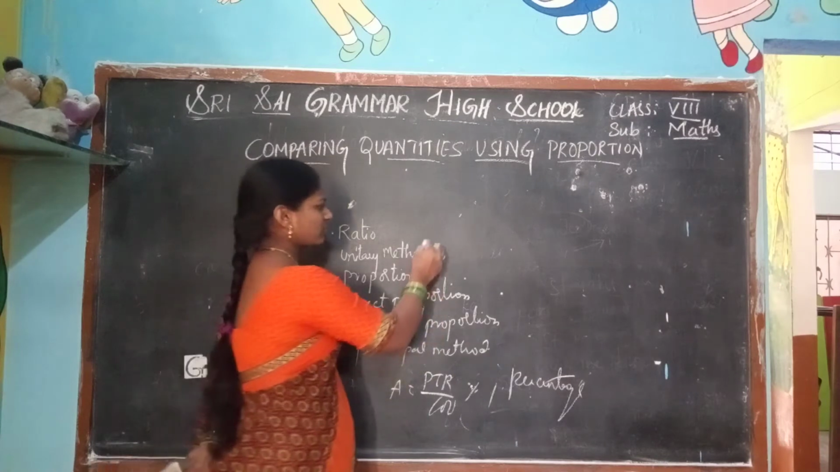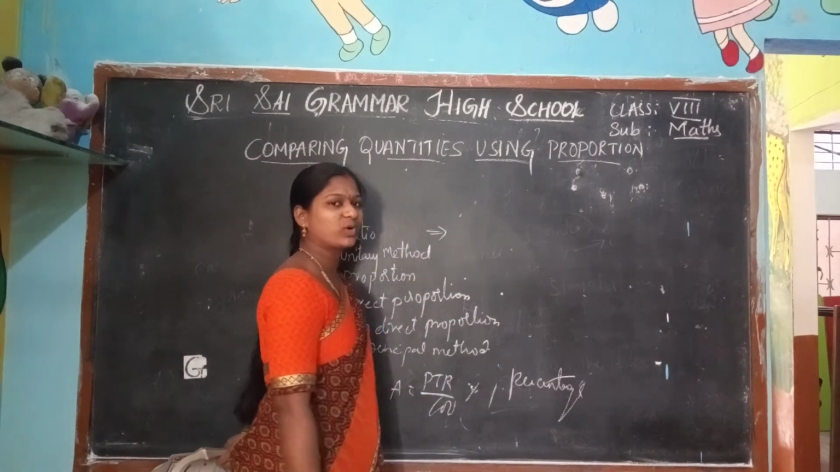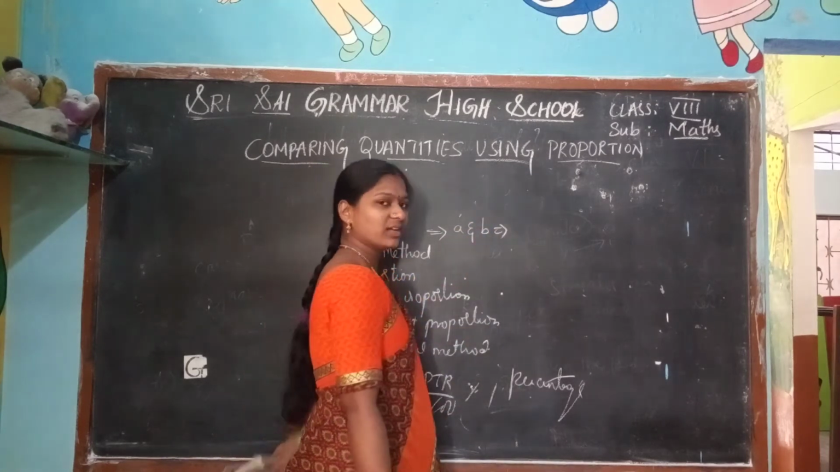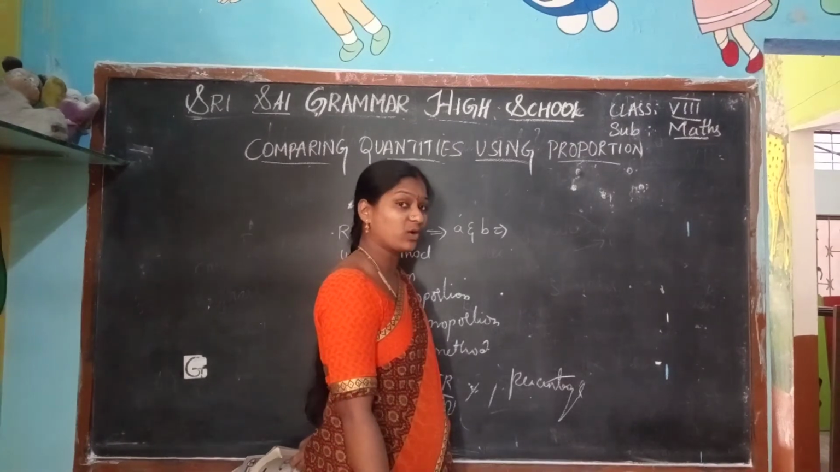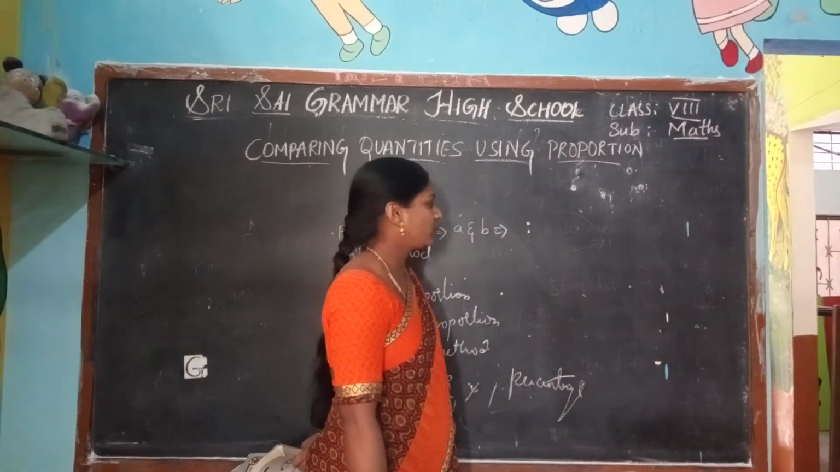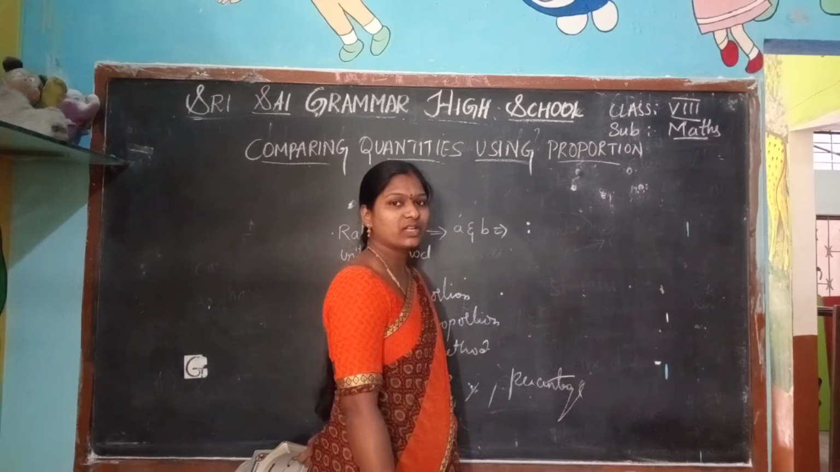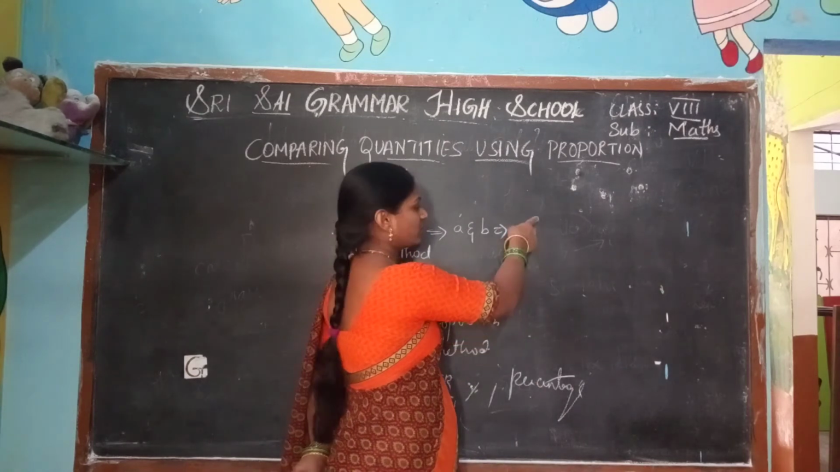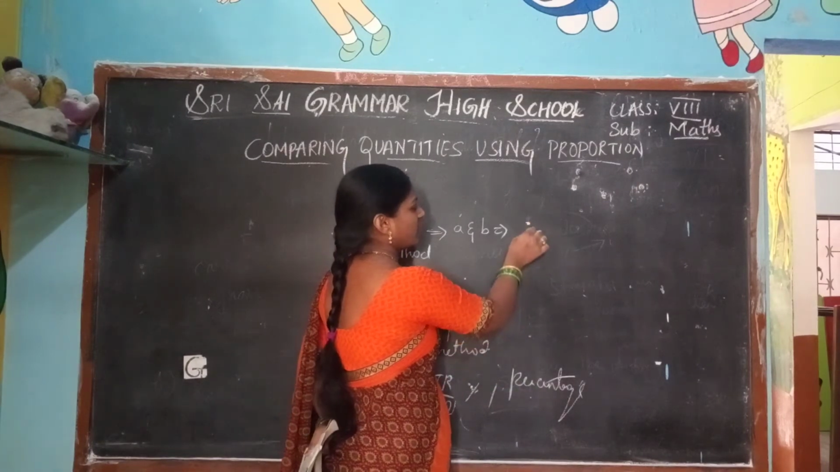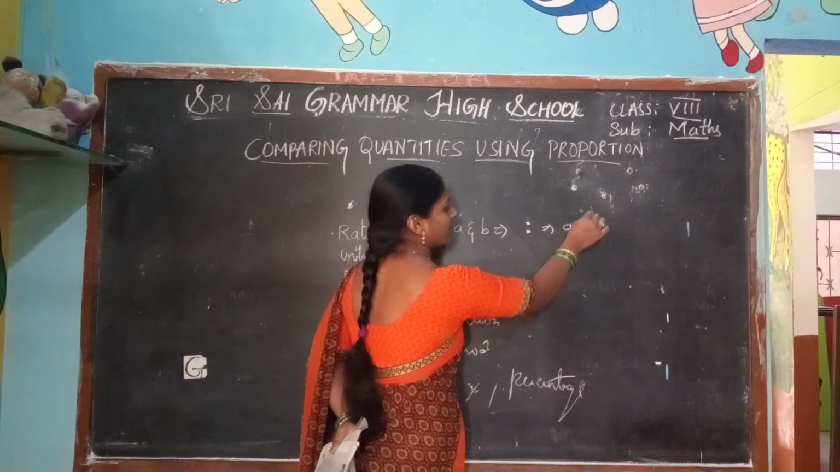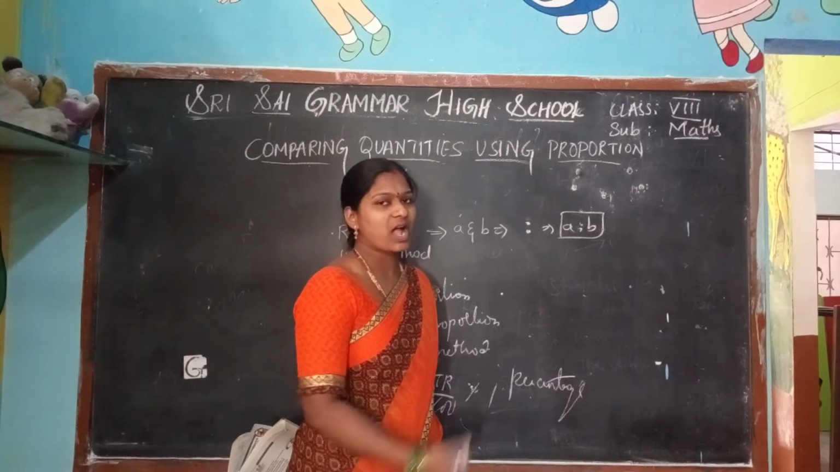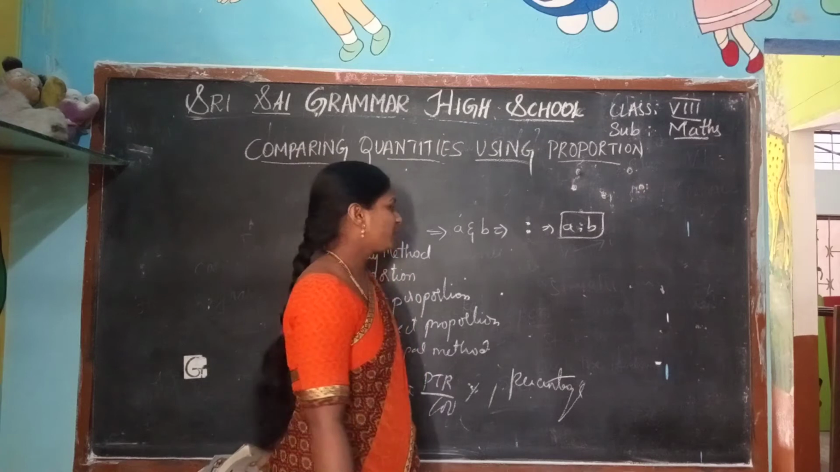Now in a ratio, how many quantities are required? For example, take A and B as two quantities. How is the ratio denoted? The ratio is denoted like this, with two dots in a vertical position. Here A is to B, and it is read as A is to B. The ratio A is to B is applied like this on two quantities.